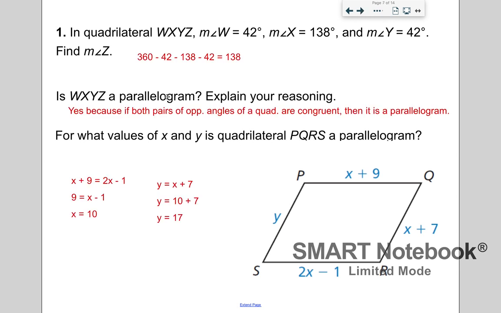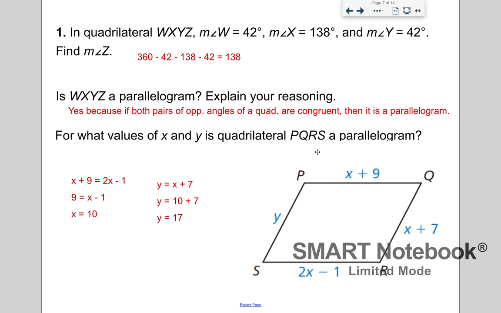All right, these are the answers. You can see 360. We learned a couple days ago that a quadrilateral is 360 degrees. I subtracted all the angle measures I had and found that the fourth angle was 138. And then I could show that it is a parallelogram because I proved the opposite sides, or I'm sorry, the opposite angles are both congruent.